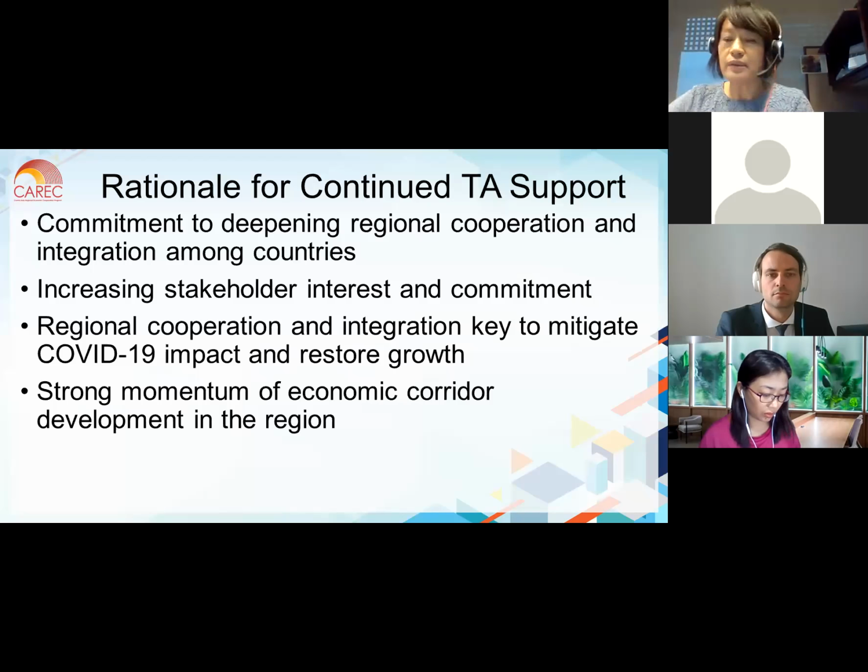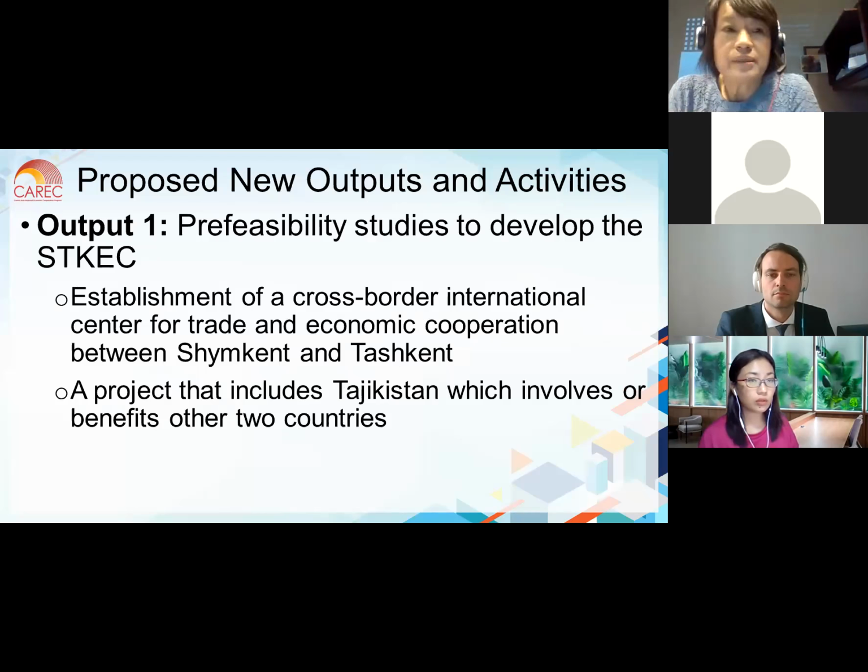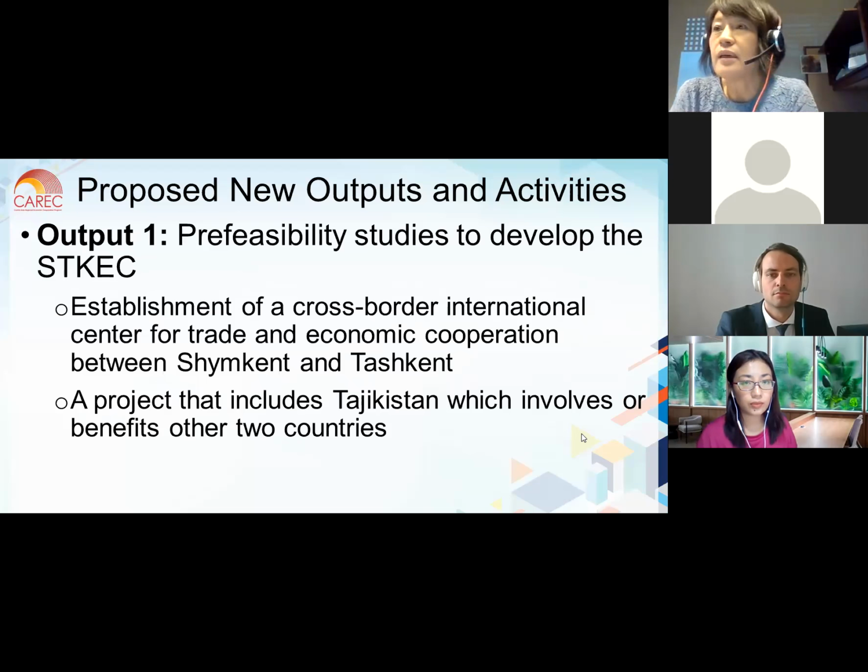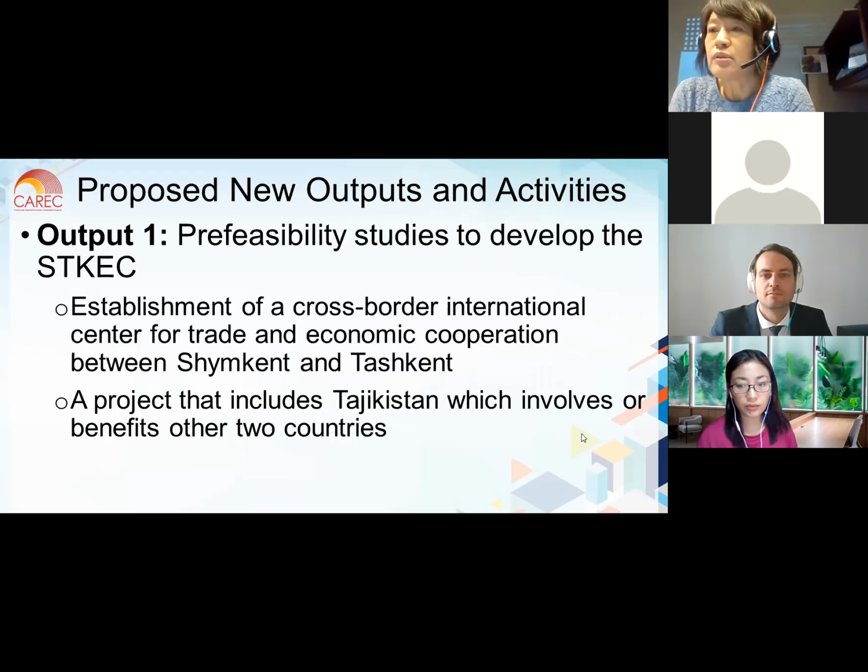And for the new activities under TA, basically we have three components or outputs for the next phase of the TA. Under output one, we will conduct 2 pre-feasibility studies for selected priority projects to develop this economic corridor. So one study will assess the establishment of a cross-border international center for trade and economic cooperation between Shymkent and Tashkent. This has come at the requests of the governments of Kazakhstan and Uzbekistan.